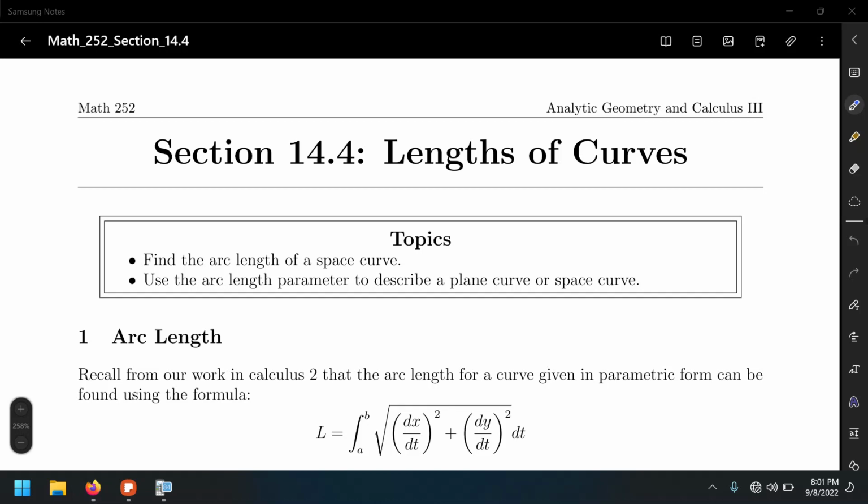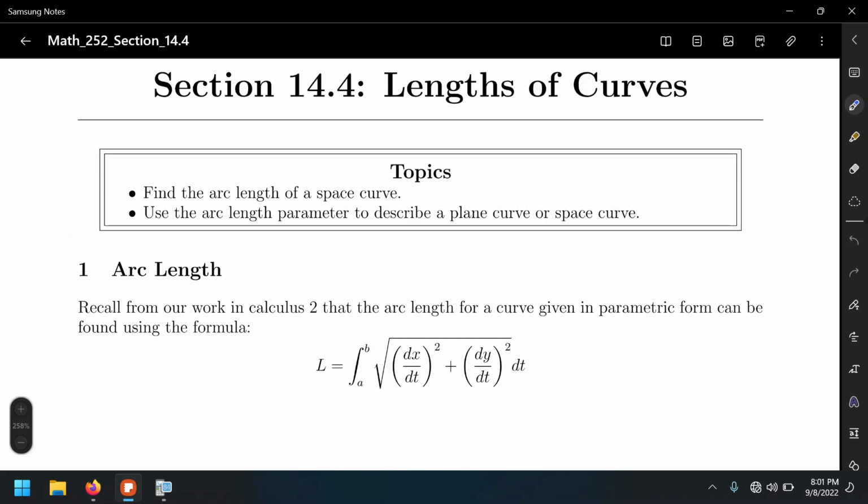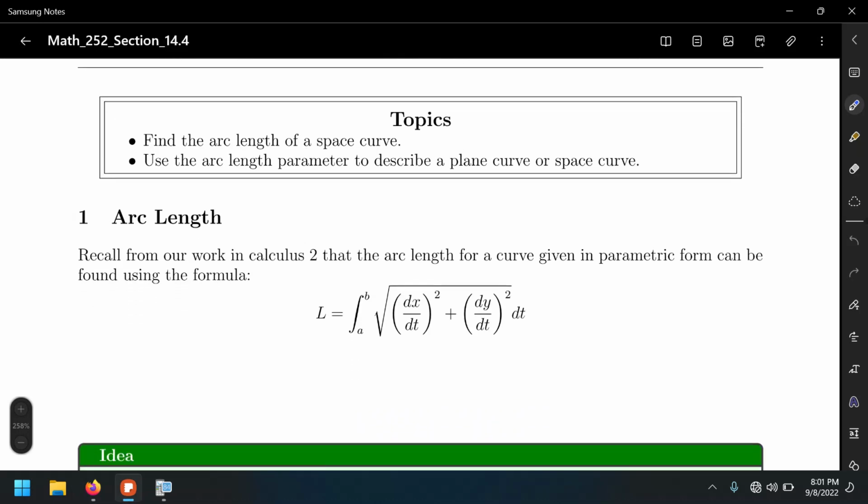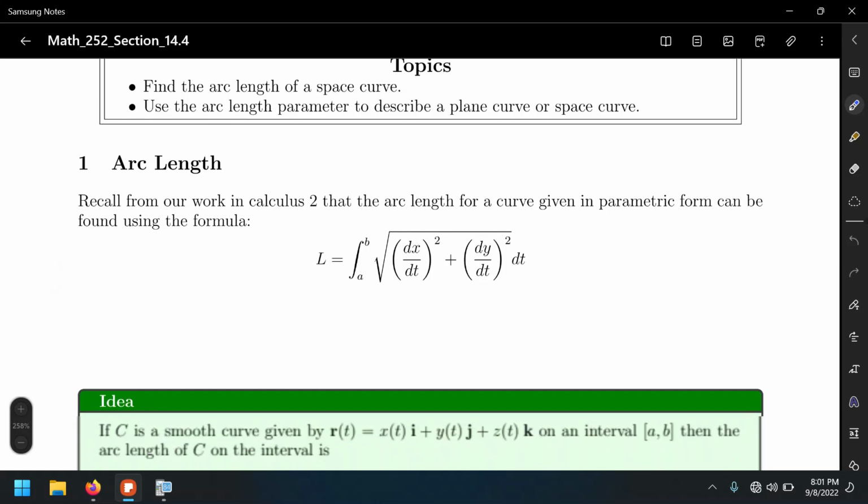So section 14.4, lengths of curves. Well, this is something that we covered in Calc 2, actually in three different versions: the function version, the parametric version, which is the formula that we have here, and then the polar version of it.